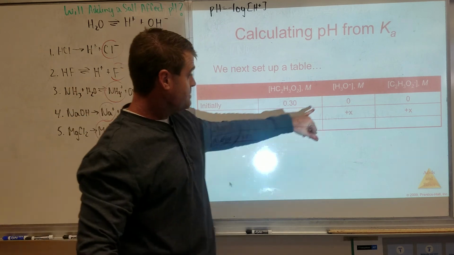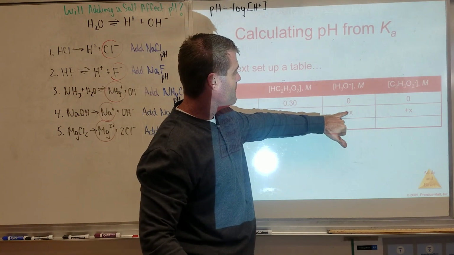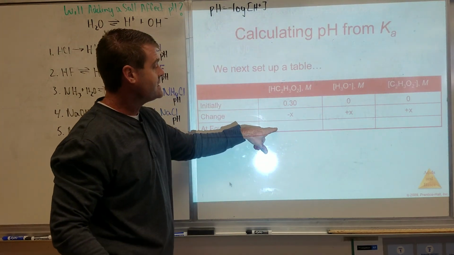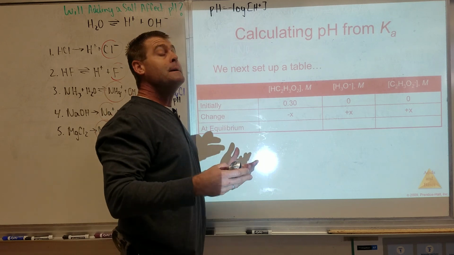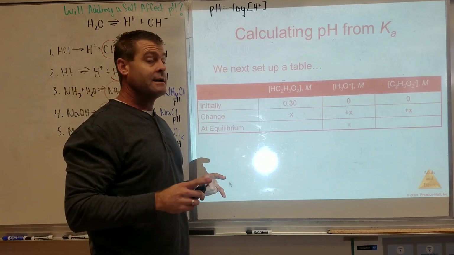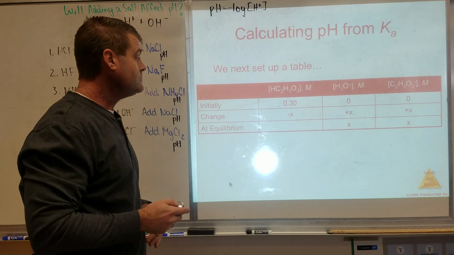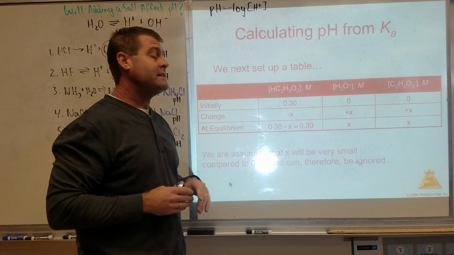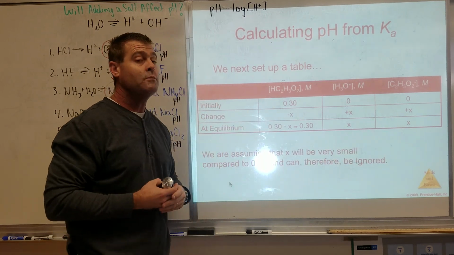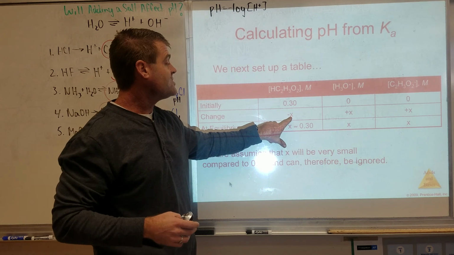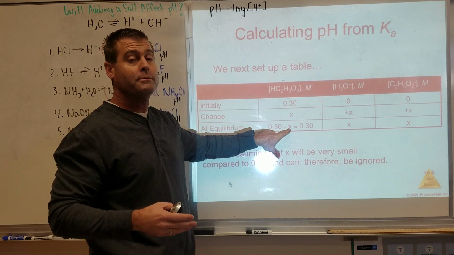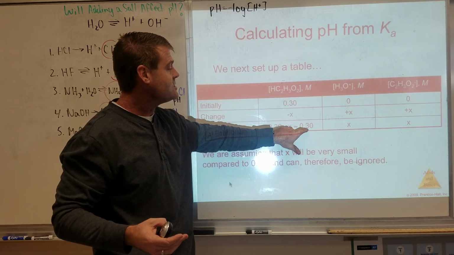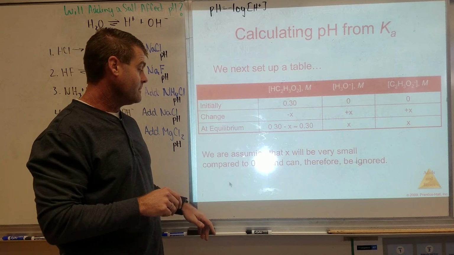Then lastly, this one's pretty easy. At equilibrium, it's going to be initial plus whatever was changed. So 0 plus X is X, and 0 plus X is X. On this one, you'd say it's 0.30 minus X. But you've got to remember, it's a weak acid, and therefore we only expect very little of it to dissociate, so much so that usually we'll assume this number is so small relative to this that for all practical purposes we'd say it's 0, and you end up with essentially the same concentration that you started with. That's what that's saying right here.